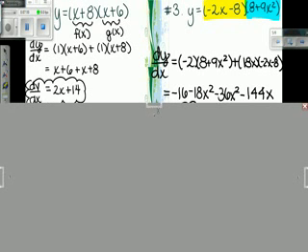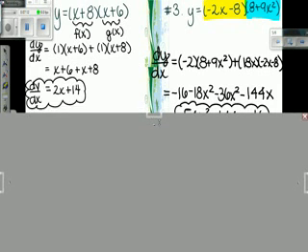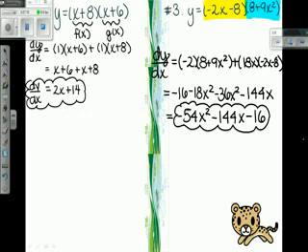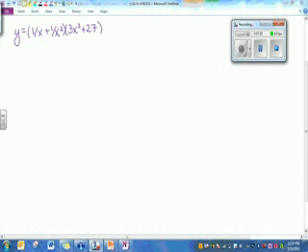So my next step, I just distributed the negative 2. And then the last step, I just combined like terms. All right. Let's try another. Okay, and the last example that we're going to try is this one.